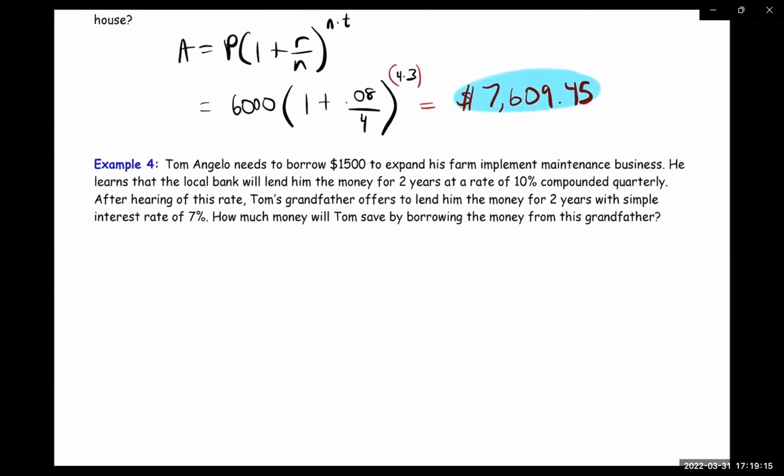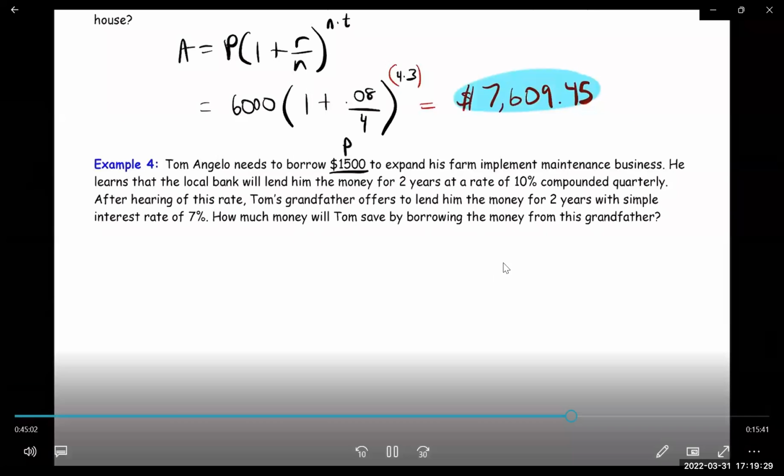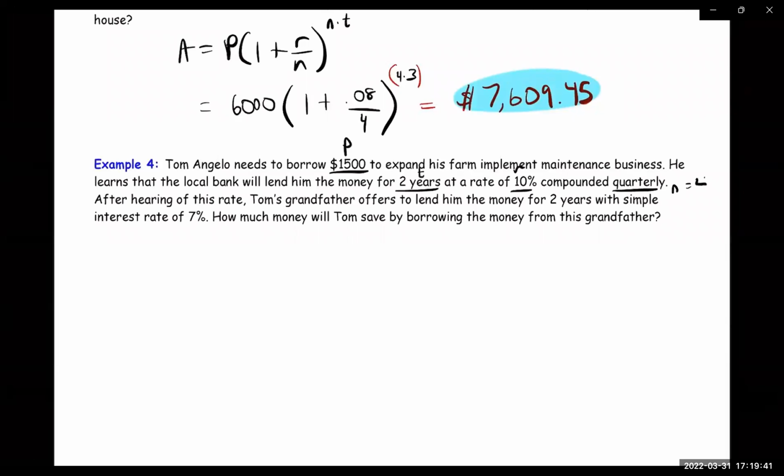All right, Tom Angelo needs to borrow $1,500 to expand his farm implement maintenance business. He learns that the local bank will lend him the money for 2 years. So he needs to borrow $1,500, that's P. 2 years, that's your T. Interest rate of 10%, that's your R. Compounded quarterly, what is N? Quarterly, yeah, 4.